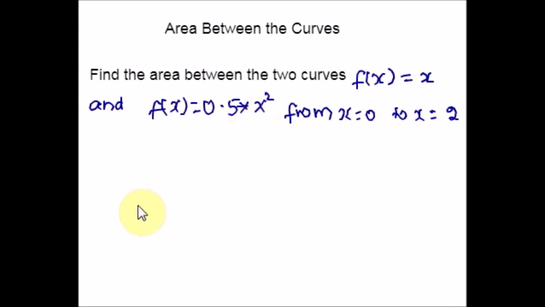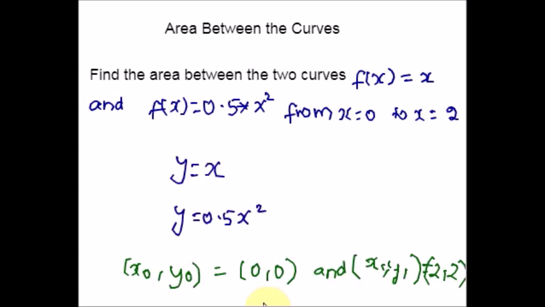They both meet at points. If you draw the graph, you can understand that these two graphs meet at 2 points. The first point is 0, 0 and the second point is 2, 2. And you should know that x is greater than half of x square over the interval 0 to 2. Now the area can be calculated as follows.